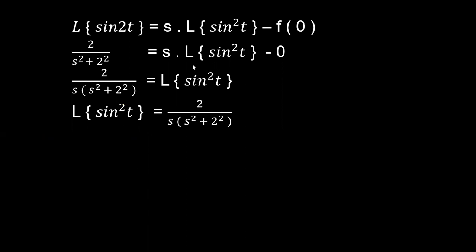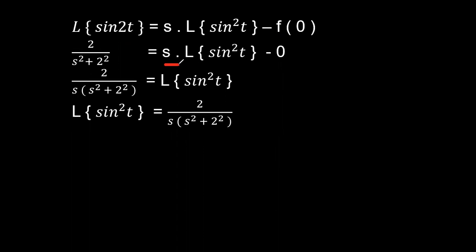What is the value here? A value is nothing but 2. So 2 by s square plus 2 square is equal to s into Laplace transform of sin square t, minus f of 0, whose value is 0 only. Okay, right. Next, 2 by s square plus 4 is equal to.